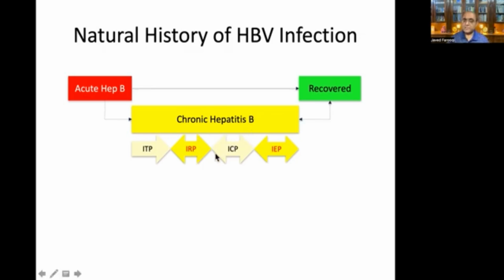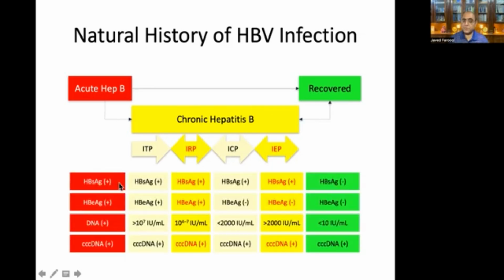Then, after attacking and destroying those hepatocytes which have the proliferation of the chronic hepatitis B virus, the inflammation is controlled and the immunity overcomes the proliferation. And now this is called the immune control phase. And in the last phase, at times the virus escapes from the immune control, and this is called the immune escape phase. So 4 phases: immune tolerant phase, immune reactive phase, immune control phase, and immune escape phase.